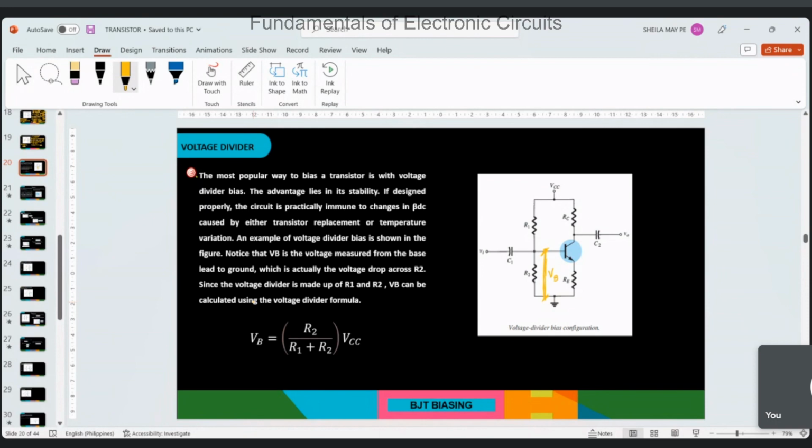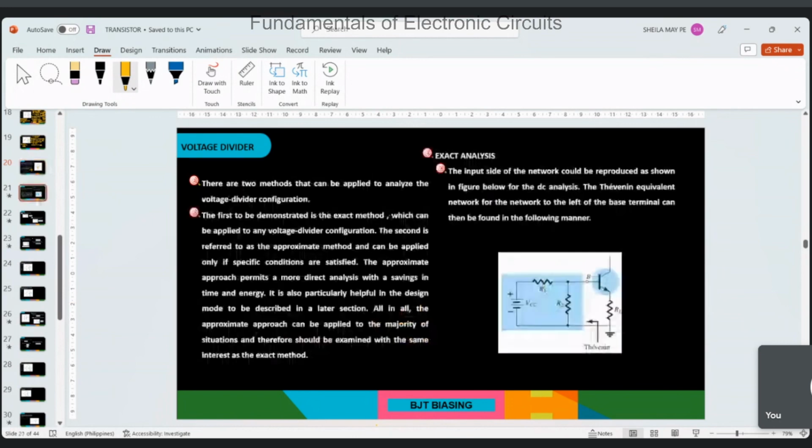So VB is equal to R2 over R1 plus R2, multiplied by VCC. It is the same in this class, the same VB. Okay, it is still the voltage divider formula.